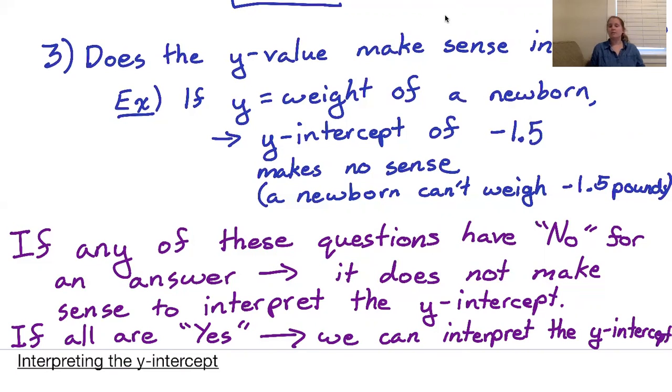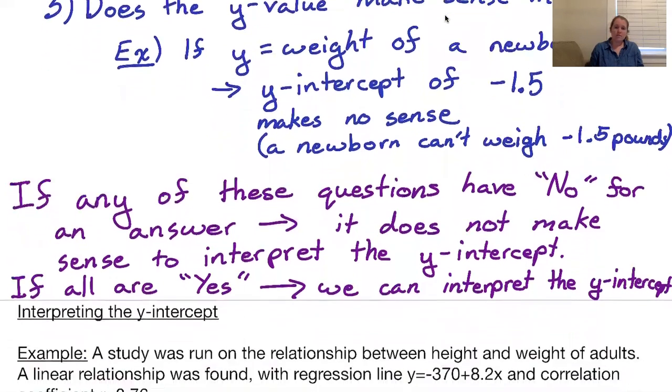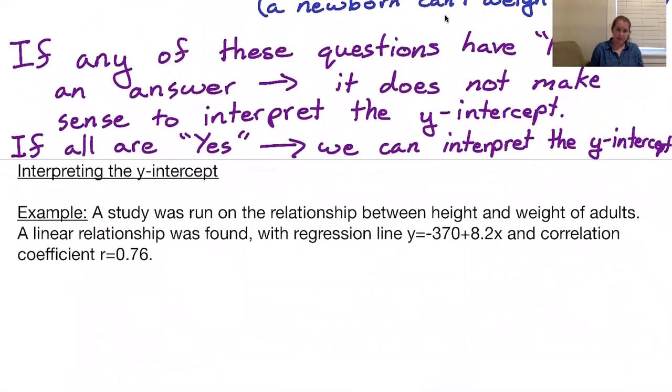So basically, this is just a point in time to check yourself and to see, well, the line says I have a y-intercept of here, but should I talk about it in the context of the problem? So here, let's do a couple examples.